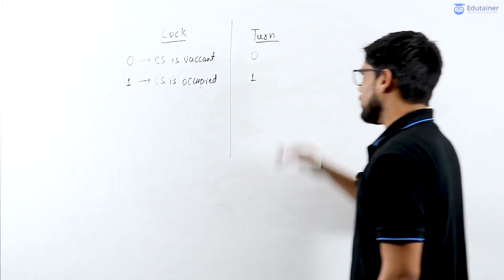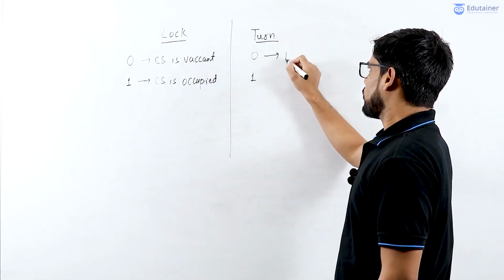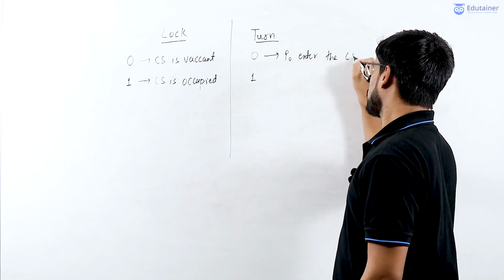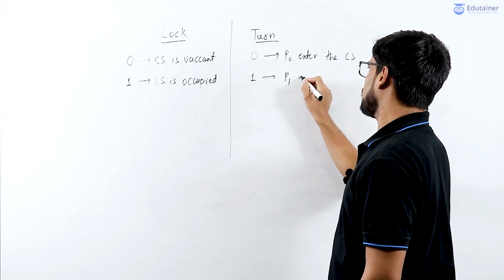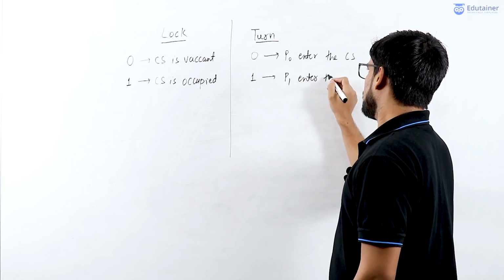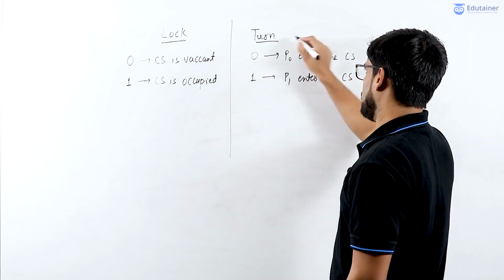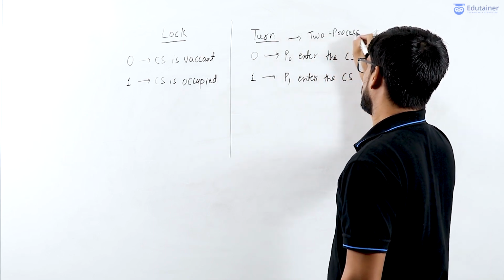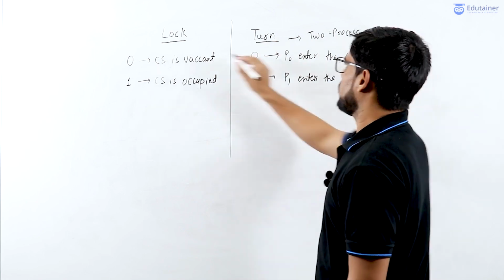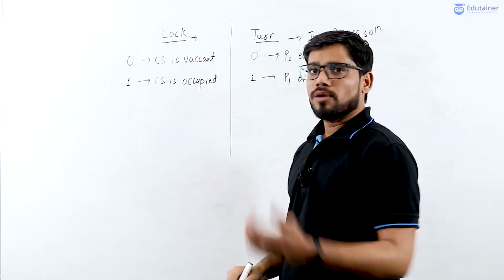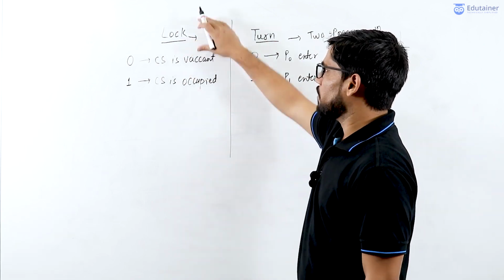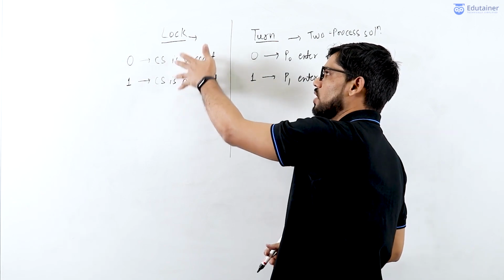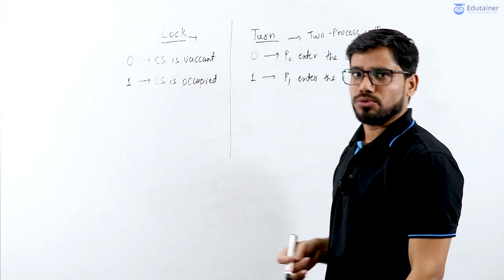Okay, and in turn variable, 0 represents process P0 enters the critical section, and 1 represents process P1 enters the critical section. So definitely it is a two process solution. Okay, and lock variable is a two or more than two process solution. So you can call it a many process solution, more than two processes solution. So two processes can also implement this solution, and more than two processes can also implement this solution.